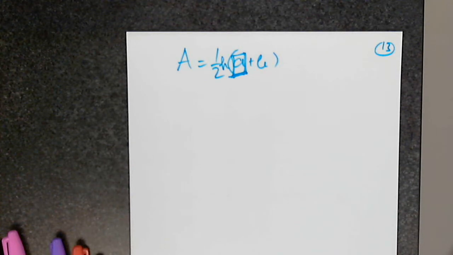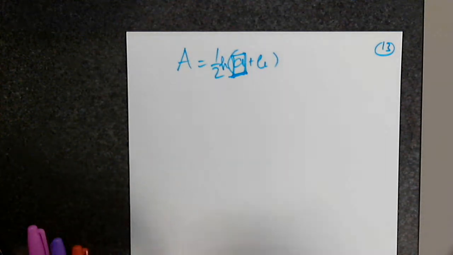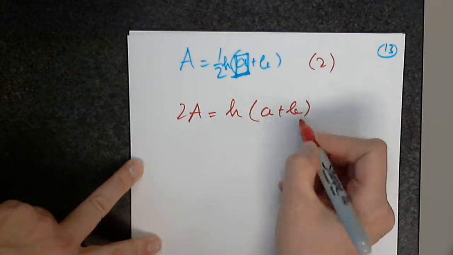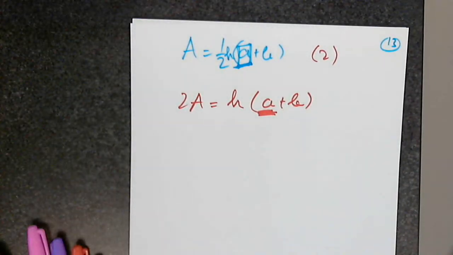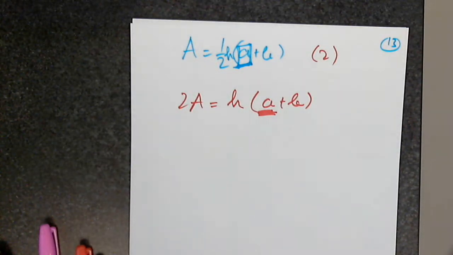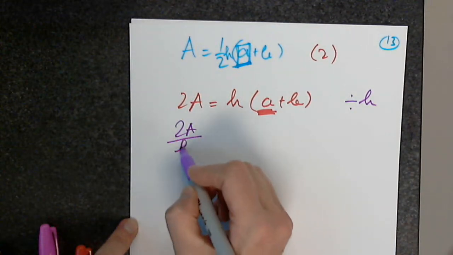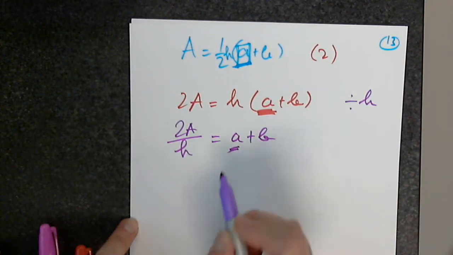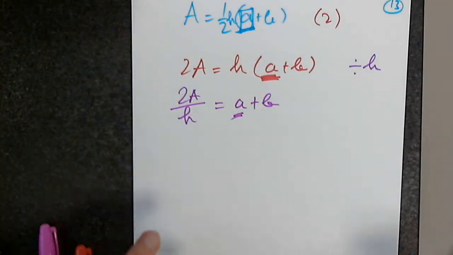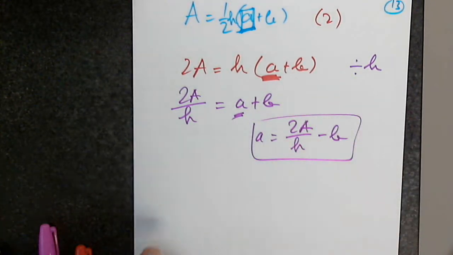So, what should I do? No clue at all. Multiply both sides by 2. I don't like fractions. Multiply by 2, so 2A equals H times A plus B. We're solving for A. What else do you want to get rid of? H. Yes, I will divide both sides by H, so I have 2A over H equals A plus B. Again, I'm solving for A. Final step. Move B to the other side. So A equals 2A over H minus B. That's it.